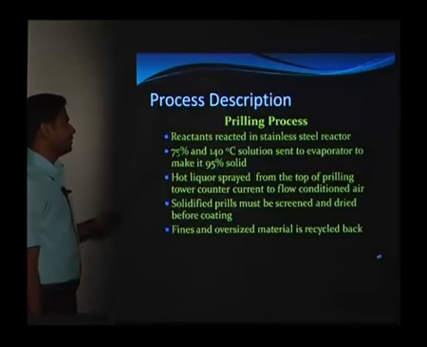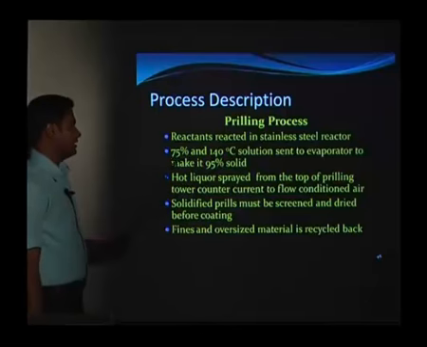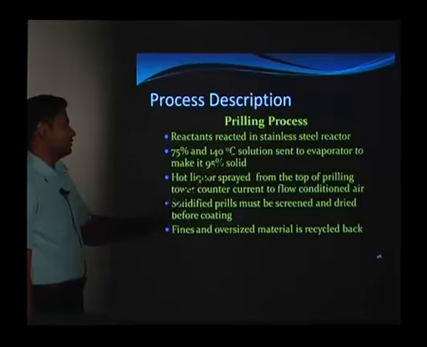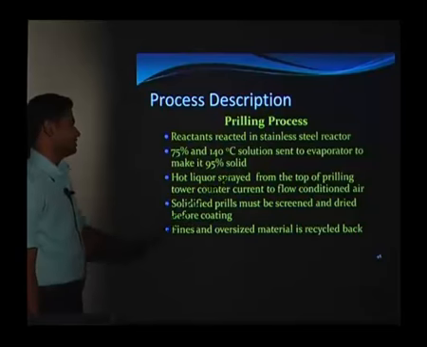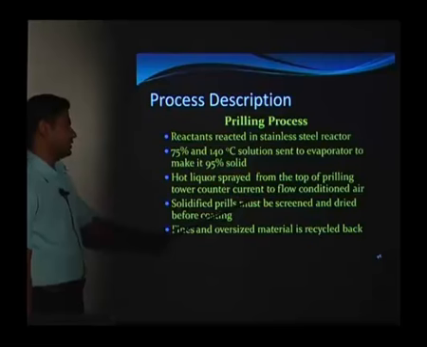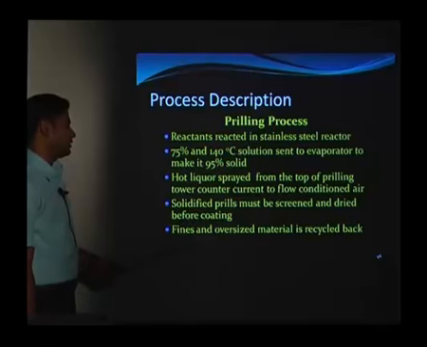If you see the prilling process, initially the reactants are reacted in the stainless steel reactor, giving a 75% solution at 140 degrees Celsius, which is sent to the evaporator to make it 95% solid. Then the hot liquor is sprayed from the top of the prilling tower in counter current flow to conditioned air, and the solidified prills must be screened and dried before coating. The fines and oversize material are recycled back.